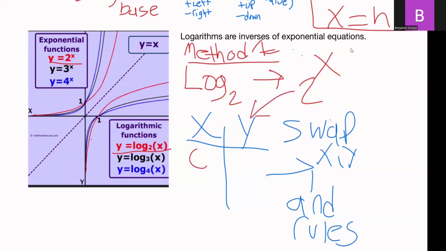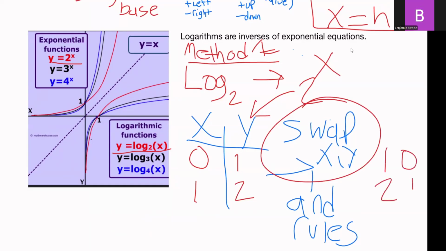So for example, I would pick 0. 2 to the 0 power is 1. And then I would probably pick 1. 2 to the first power is 2. You want to pick small numbers. Always start with 0. And then this is the exponential form. So to get back to the log form, we're going to swap our x and y. So for example, that would be 1, 0, 2, 1, and then apply any rules you might have.